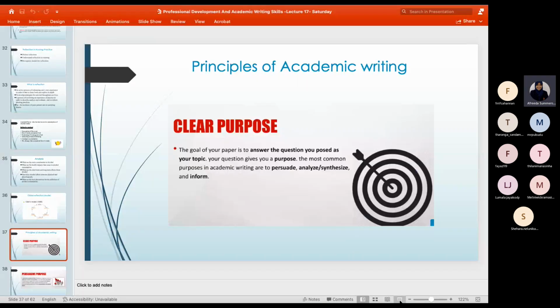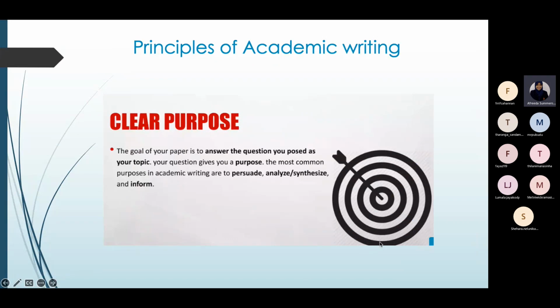Yes, principle of academic writing, you need to have a clear purpose. The goal of your paper, so you will write a report, is to answer the question you pose as your topic. I already mentioned this today. I mentioned it many, many times. If your question is about academic writing, introduce by what is academic writing, right? And you need to give your purpose. Why do you need to have academic writing? Researchers need to know academic writing. Who are the other people who need to know about academic writing?